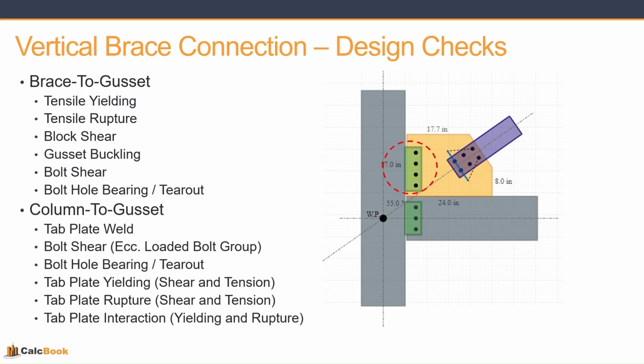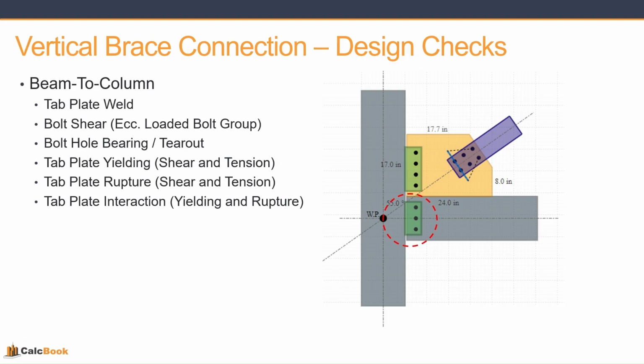And then we get to the column-to-gusset connection, right? This is where we have sort of a shear tab plate connection. We look at the tab plate weld, so the weld between the tab and the column, our bolt shear, and this would be an eccentrically loaded bolt group, our bolt hole bearing and tear out, our tab plate yielding, shear and tension, and then our tab plate rupture for shear and tension. And then we utilize interaction equations to determine the critical stresses for both yielding and rupture.